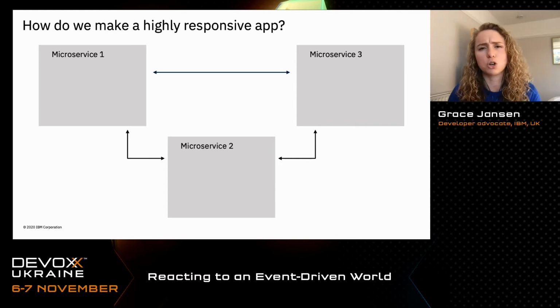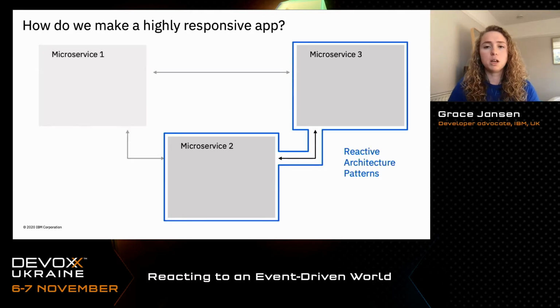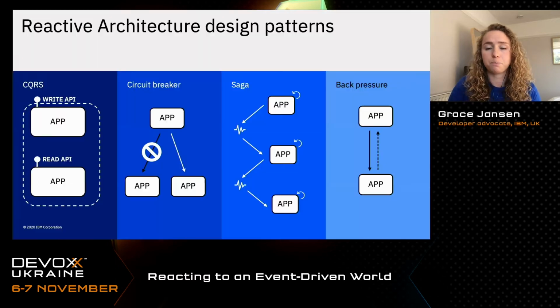But our applications aren't just made of data. They're made of microservices, they're made of various different components. So we also need to consider the behavior between those components and within those components. So when it comes to the interaction and the behavior between those components, we need to make sure that our components are interacting together in a non-blocking and reactive manner. And to do that, we can introduce these concepts called reactive architecture patterns.